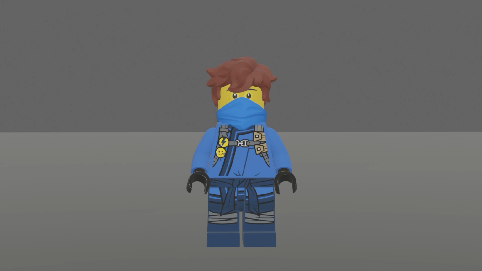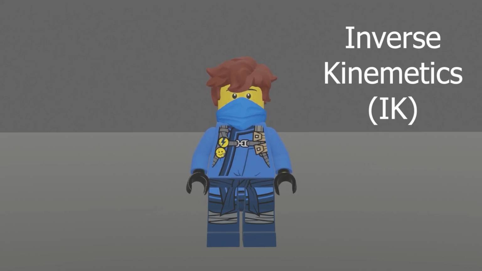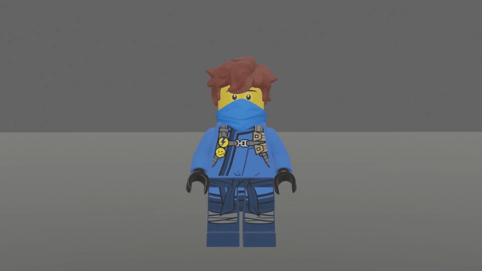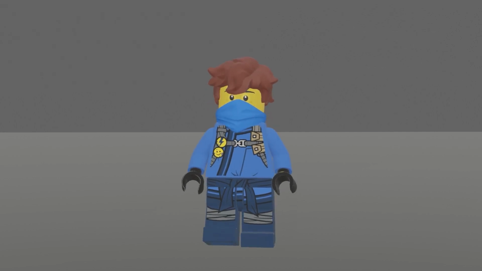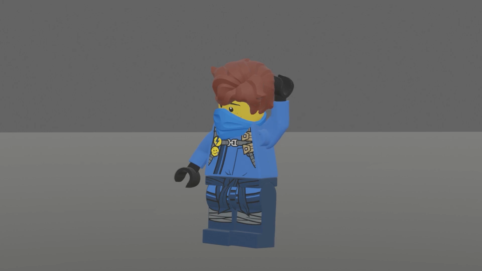However, there is a different kind of hierarchy called inverse kinematics. Inverse kinematics work from the end of a hierarchy. It is mainly effective for animating areas such as the legs. Instead of moving the thigh and having the rest of the leg follow, you move the foot and the rest of the leg follows. But how do controllers come into this?